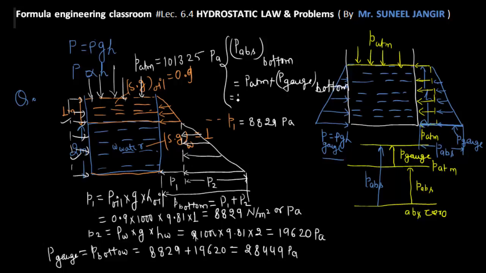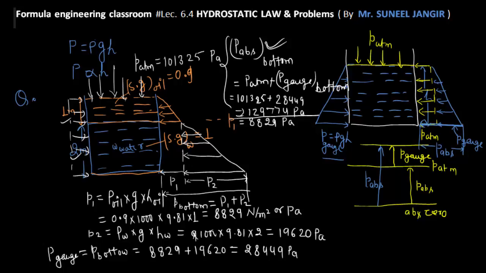So this will be equal to 101,325 plus 28,449. So this value is equal to, so we can add this one, so plus 101,325. So this is equal to 129,774 Pascal, and this pressure is the absolute pressure at the bottom.